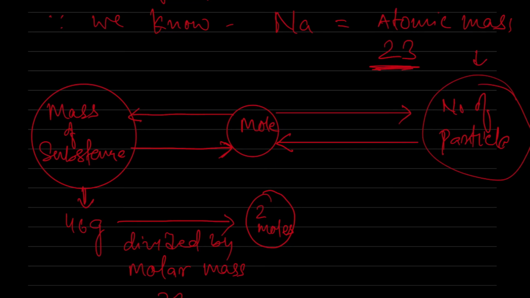Now these 2 moles can be converted into number of particles by multiplying by the Avogadro number. So we have to find out the number of particles.